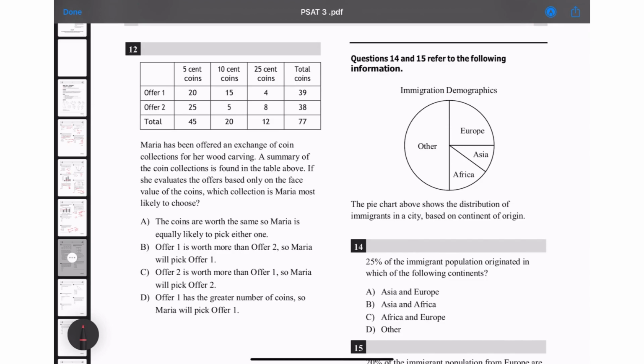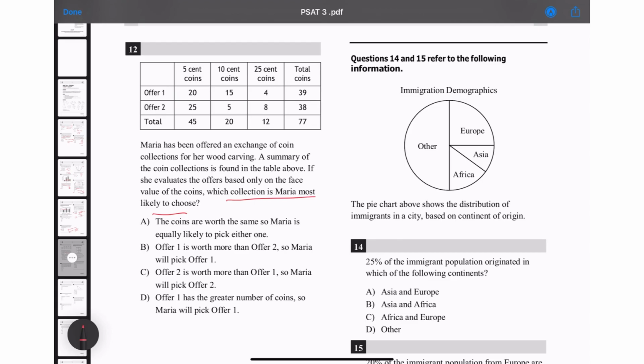Maria has been offered an exchange of a coin collection for a wood carving. The summary of the coins is above. If she evaluates the offer based only on the face value of the coins, which offer is Maria most likely to choose? We have to say offer 1 or offer 2. So we have to check how much it is.